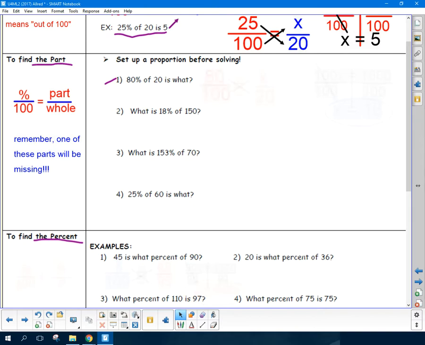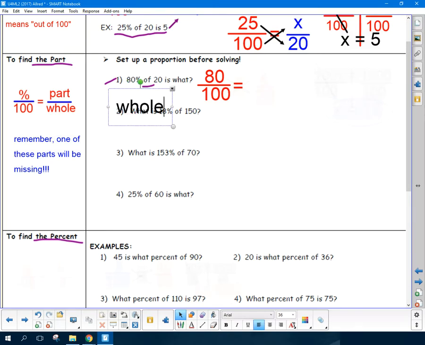Okay? I know 80% is out of 100 because percentages are out of 100. So I'm going to set up a ratio that says 80 out of 100. Then I know that the word of means whole. The word of always means whole. Okay? I'm going to try to write that down right there for you.